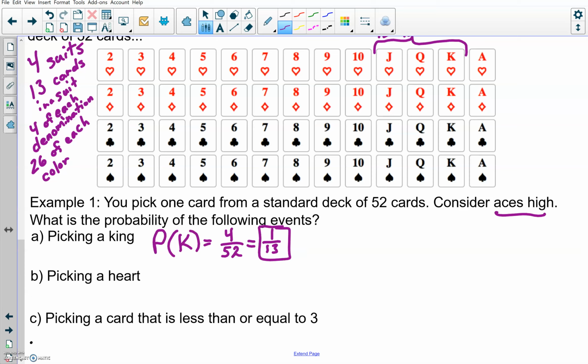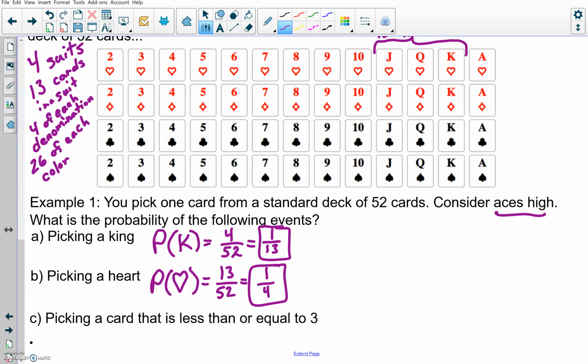For picking a heart, well, there are 13 cards in each suit, so 13 hearts. So your probability of a heart is going to be equal to 13 out of 52, and that reduces down to 1 over 4.